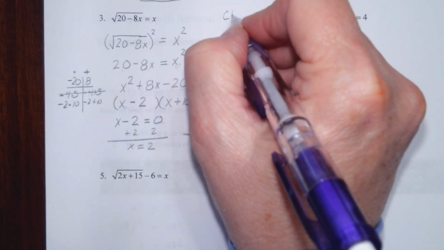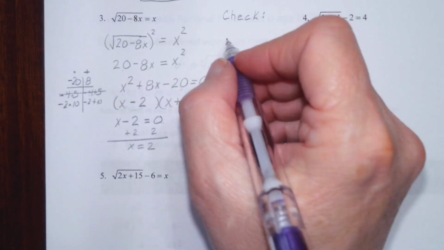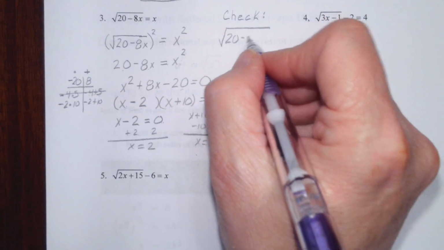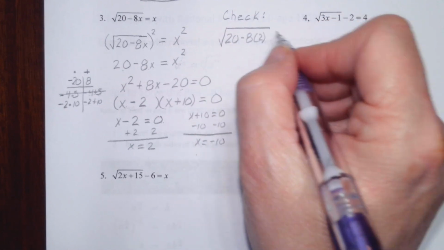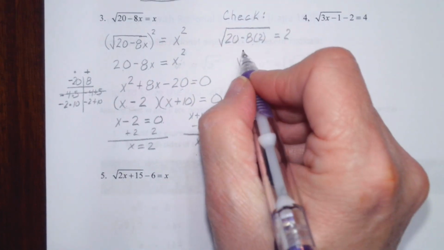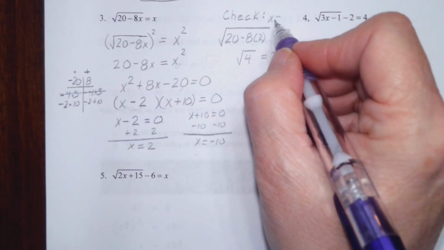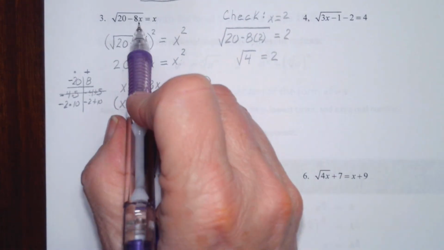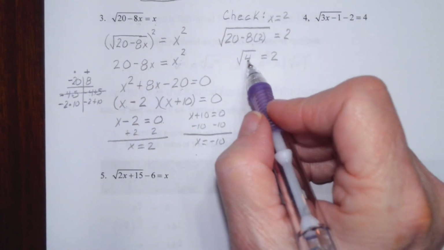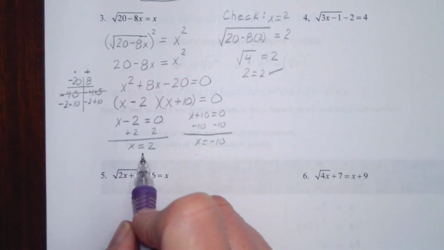So we need to check. I said we'd do some mental math, but we'll just go ahead and put this in. Minus 8 times 2 should equal 2. So 20 minus 16 is 4. So the square root of 4 is 2. So what I did is I let x equal 2, so I'm putting it back into the original. So this is the 8 times 2, and it equals 2. So the square root of 4 equals 2, so 2 is equal to 2, so that checks. So this is a good answer.